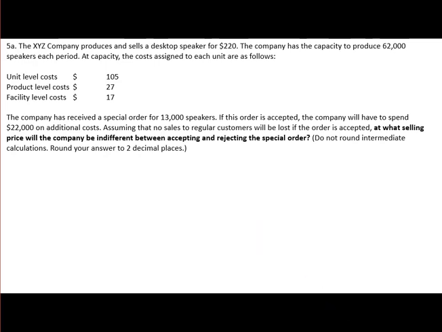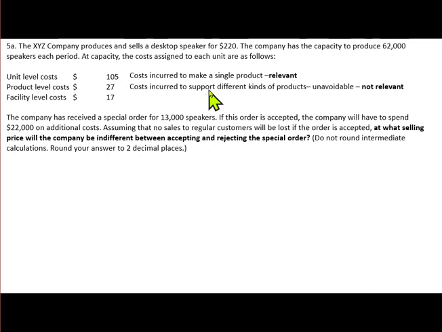So let's see if we can figure this out. The cost incurred to make a single product, that's relevant, that 105. The costs incurred to support different kinds of products are unavoidable, so they're not relevant, these product level costs. And then there are facilities costs. These costs are incurred on behalf of the whole company. They're unavoidable also, so they're not relevant. So you're going to have these two costs right here, 27 and 17, whether you have this special order or not. Given that criteria, the only thing that's relevant here are these unit level costs of 105.